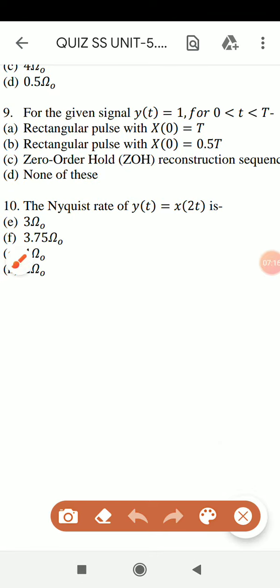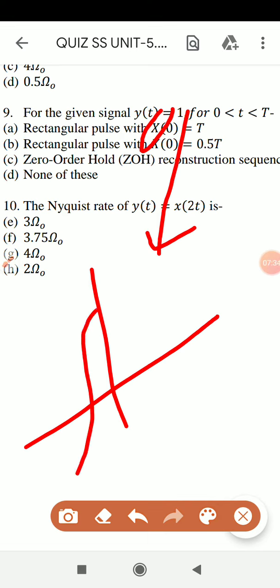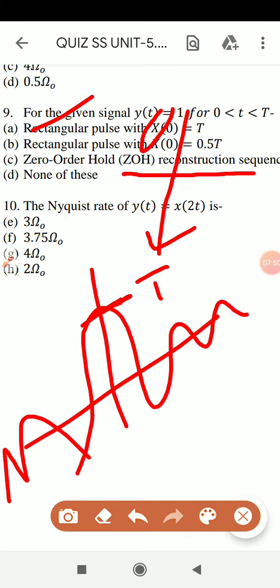For the given signal, which option is correct? First of all, find the Fourier transform, because this is capital X. Take the Fourier transform, and the Fourier transform of this is a sinc function. You can calculate, and at omega equal to 0, this is T. So option A is correct, and option C is also correct, because this is a zero order hold reconstruction sequence. So both options are correct, A and C.